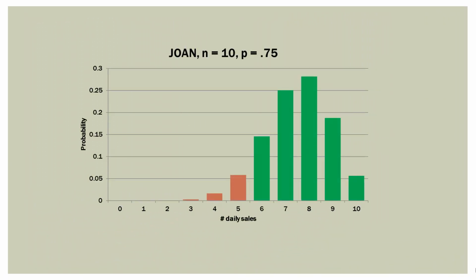So as explained in the previous video, this was Joan's distribution. Along the bottom, we have the number of sales she could make during any given day, all the way from 0 up to 10, because remember, she's making about 10 calls per day. On the left-hand side, we have the probability of each one of those outcomes. So as you can see, the probability of making 0 sales is very, very low. There actually is a little bar there, but it's so small you can't even see it.